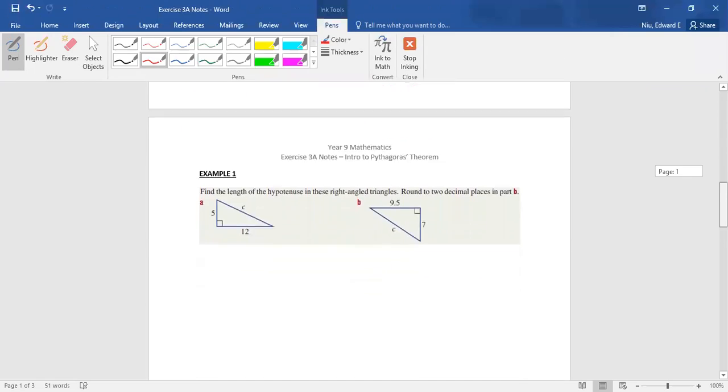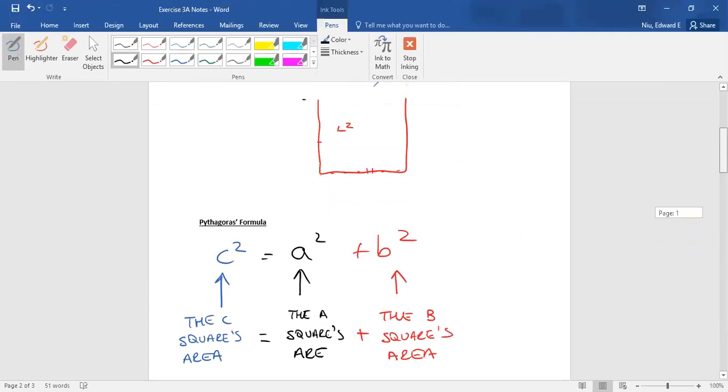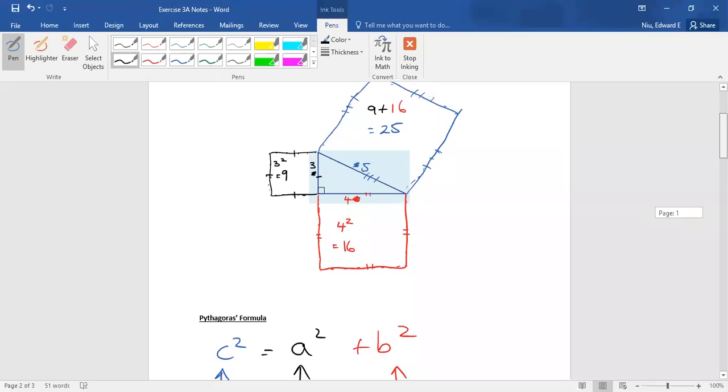Let's do an example together. So, example 1 says, find the length of the hypotenuse. Here's one critical detail we didn't go through up top. The hypotenuse is always the longest side. All right, so this side length here, hypotenuse, is always the longest side. And what do we notice about the hypotenuse? It's always opposite the right angle, okay?